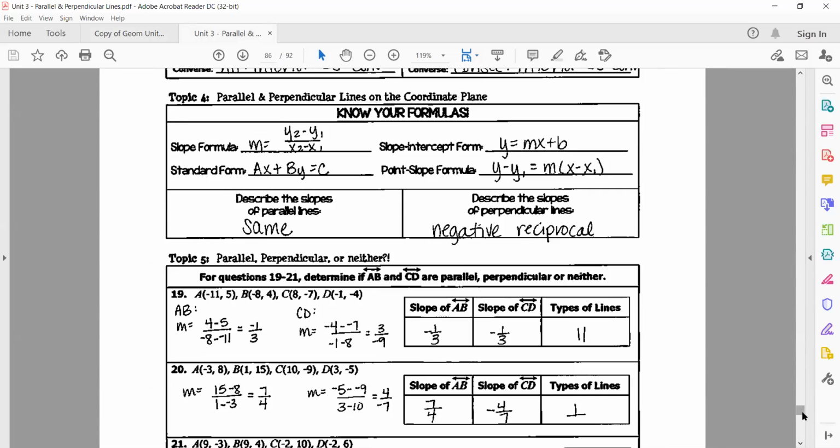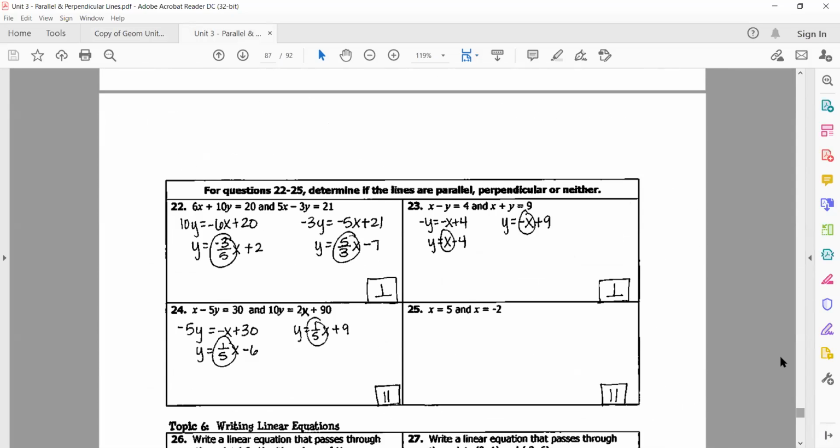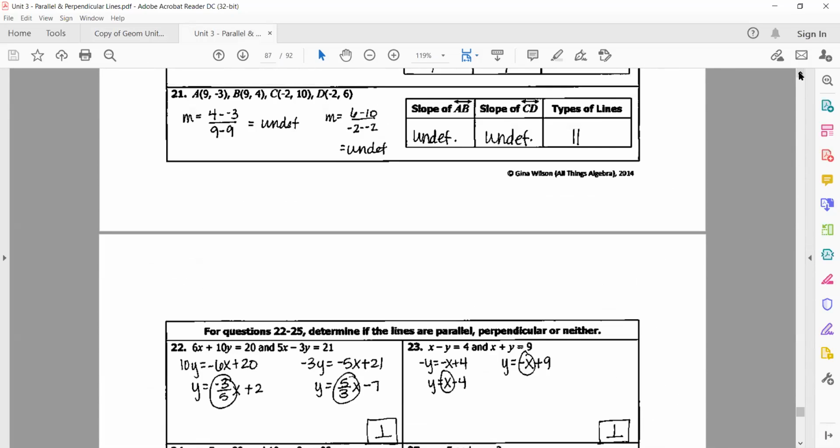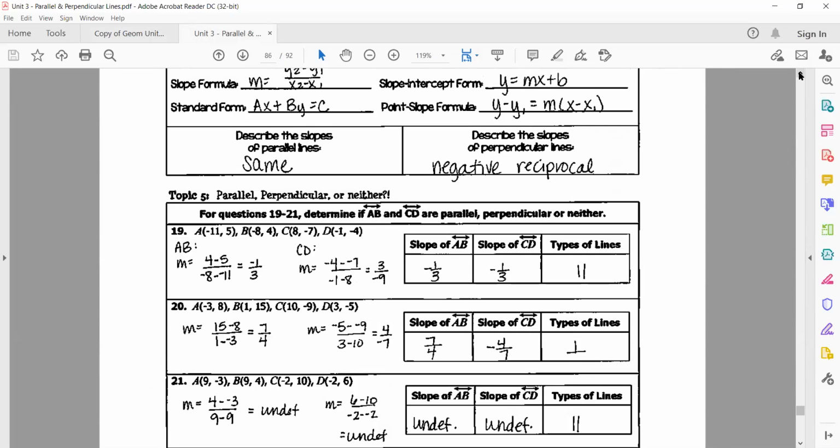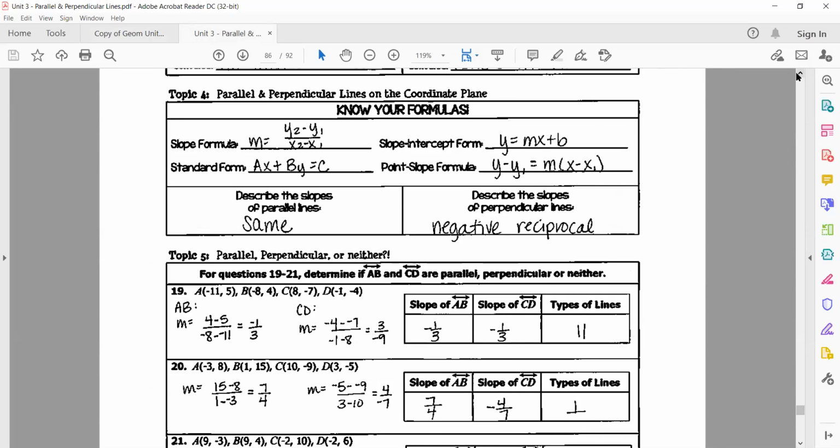The last thing to really talk about here deals with slope and then writing equations. So you want to be sure you go back and know your formulas. Slope formula where you can calculate the slope, the change in y over the change in x. Know what the slope intercept form is, standard form, point slope. We didn't do too much of point slope, but it's helpful when you have a point and you have the slope.